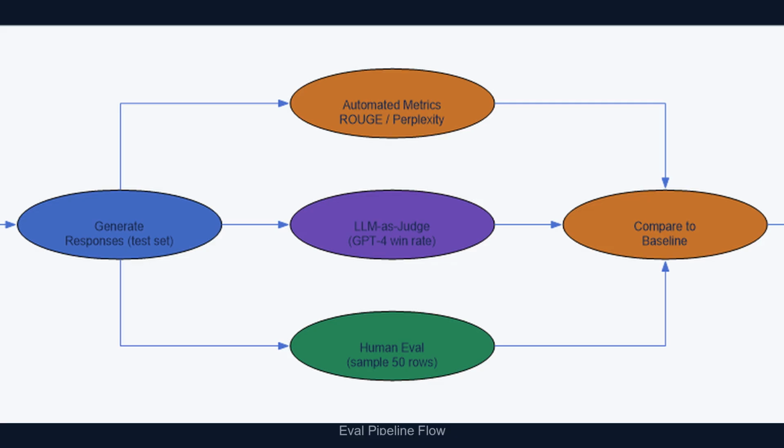Then add an LLM-as-judge step. Use a capable model like GPT-4 to compare your outputs against the baseline and compute a win rate. Follow that with human spot checks on a sample of around 50 rows to catch anything the automated metrics missed. Aggregate everything, compare against your baseline numbers, and make the call. Deploy or continue fine-tuning. This pipeline scales from a quick sanity check to a rigorous production evaluation depending on how many of these steps you activate.